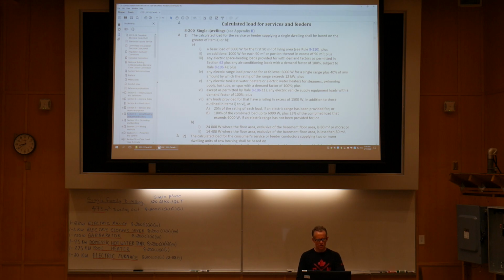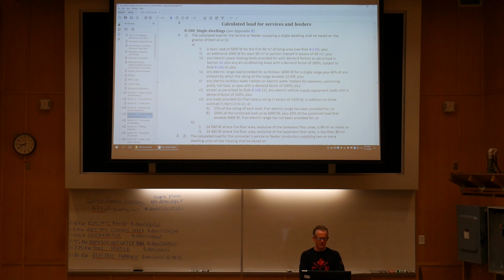Anytime you see a rule that has a quote to an Appendix B, you should make it a habit of going to that Appendix B and reading the note to the rule. So I'm going to run through the rule and then we'll take a look at what it says there. All right, here we go.